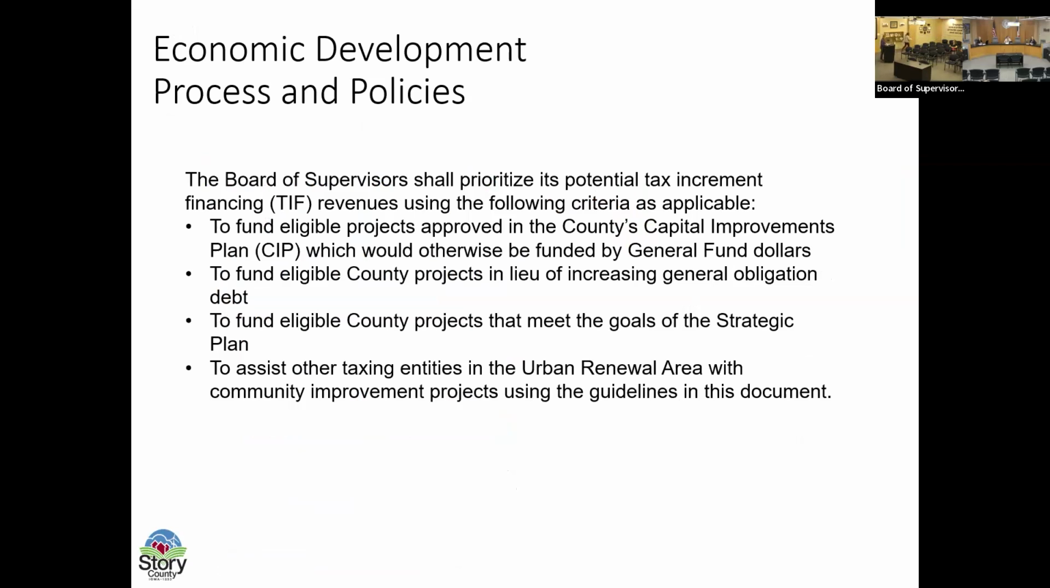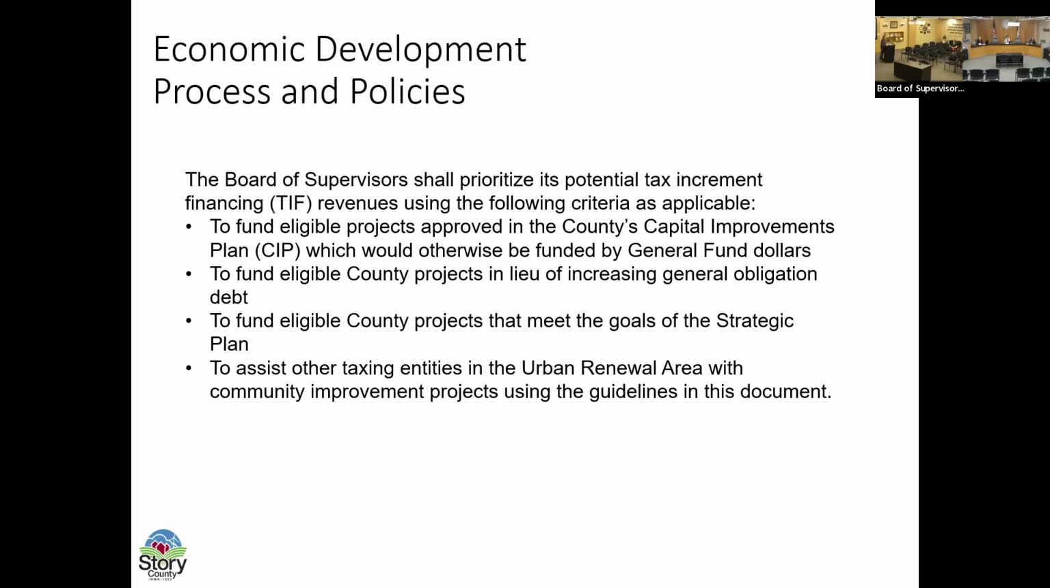Okay, so this spring, the Board of Supervisors did opt to open the application process for the urban renewal area. And so there are a few criteria as to how funding goes with TIF. The first would be to fund eligible projects approved by the county's capital improvements plan, the CIP plan, which would otherwise be funded by general fund dollars. The second would be to fund county projects in lieu of increasing general obligation debt. The third is to fund eligible county projects that meet the goals of the strategic plan.